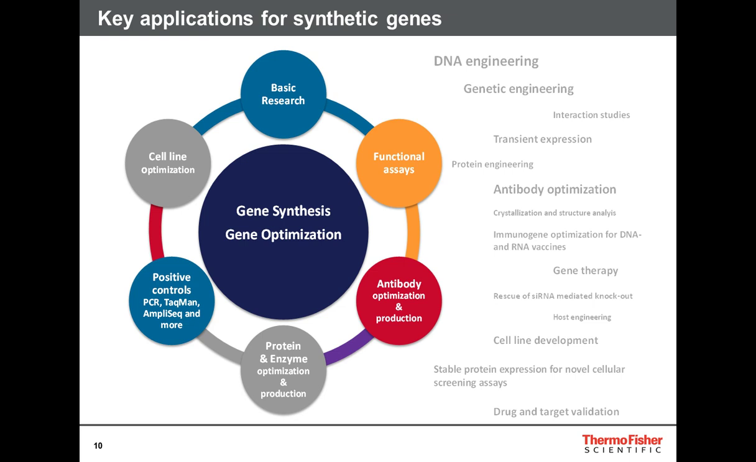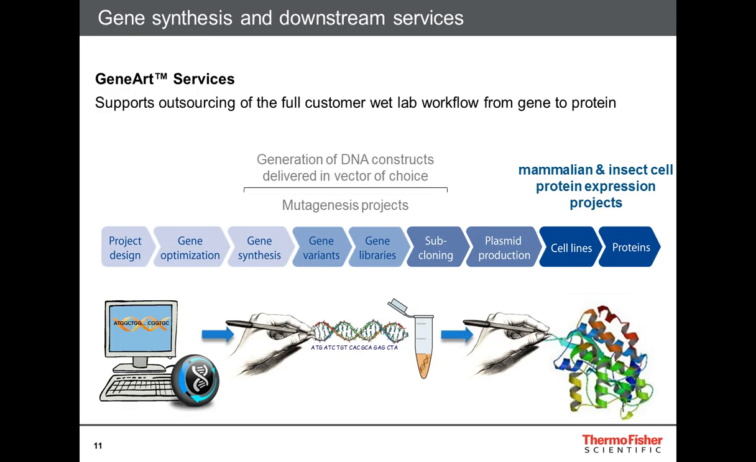Synthetic genes are today used in all areas of biotechnology, like basic research. They're used in functional assays, for antibody production, for protein production, and also for optimization of proteins and enzymes if you adapt synthetic genes to directed evolution, which is possible. You can use synthetic genes as positive controls for DNA detection assays. You can use them for cell line optimization, actually for anything you can think of where you need DNA.